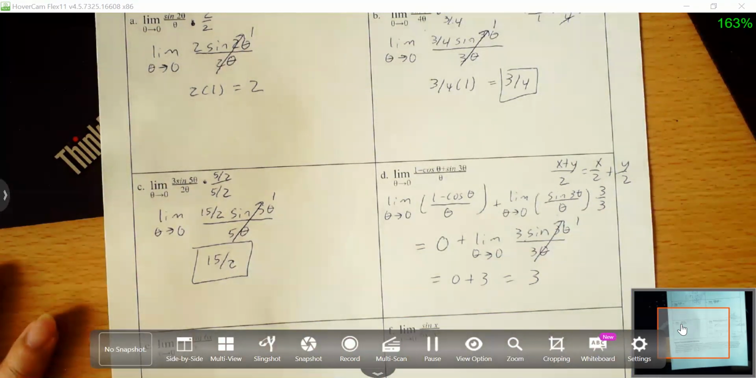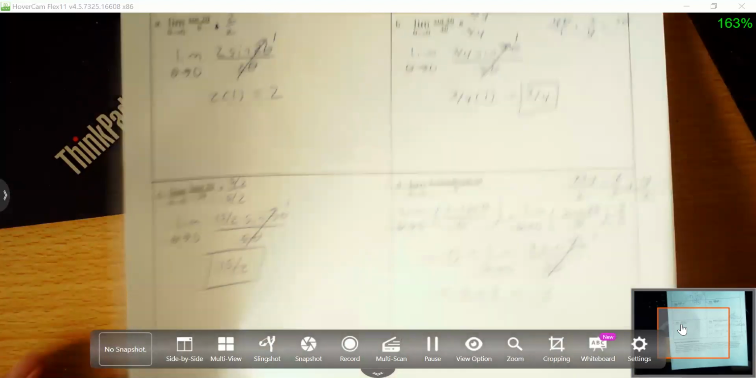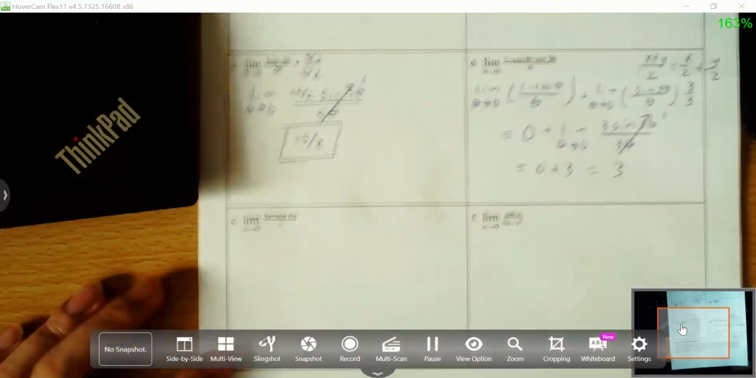Okay, try letter E. It's almost the same thing as letter D, where you have to split it up.